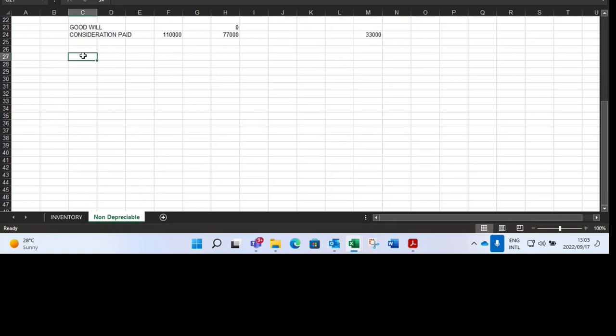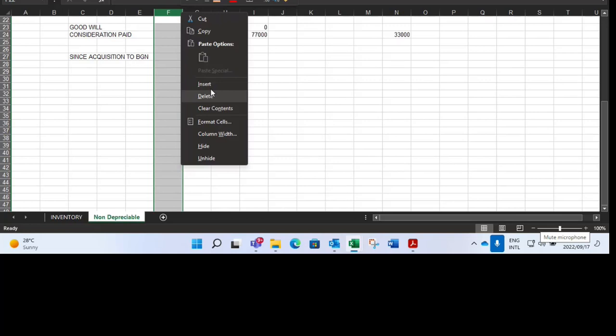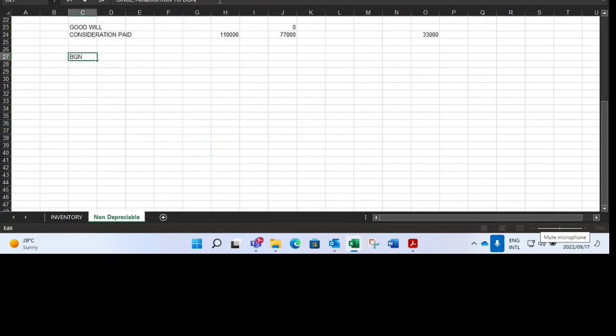Then we're gonna have the since acquisition to the beginning of the current year, because they acquired this on 1 January 2007, but we are doing the financial year ending 2009. So we've got the 2007 financial year, we've got 2008, the whole year, and then 2009. So we're gonna have since acquisition to the beginning of the current year. From the since acquisition, we must have a retained earnings to the beginning of the current year.